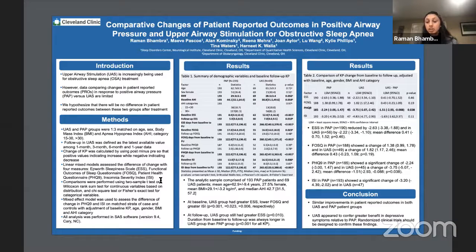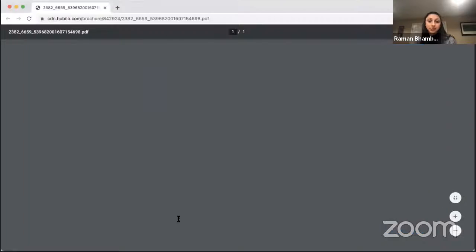And after looking at the results, we found that both groups had similar improvements in the patient-reported outcomes between the UAS and the PAP patient groups. We also found that in the UAS, which is upper airway stimulation treatment group, there was some greater benefit in those patients that had depressive symptoms relative to the other group. So in the future, we hope to increase sample size and also look at doing different randomized clinical trials to confirm these findings. Thank you. Thank you. Next is Anmol Kumar.